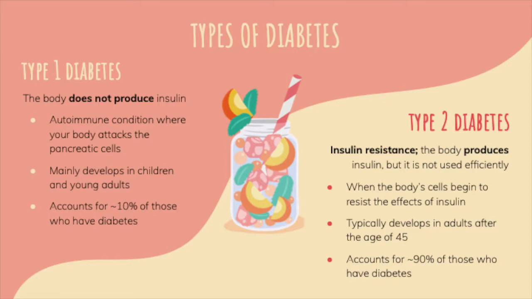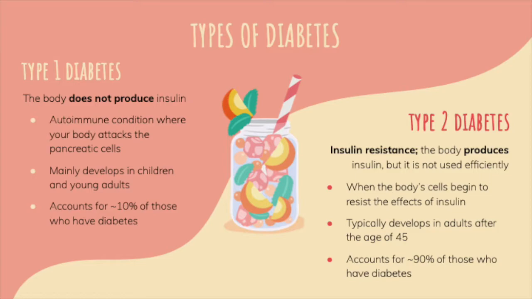Now, the other 90%, the majority of the people who do have diabetes, have type 2 diabetes. This is when your body produces insulin, but it's not used efficiently, and this is known as insulin resistance. It occurs when the body's cells begin to resist the effects of insulin and typically develops in adults after the age of 45, though it is also rarely seen in individuals of other ages. Now, knowing these two types of diabetes, I'm going to go a bit into the different risk factors.